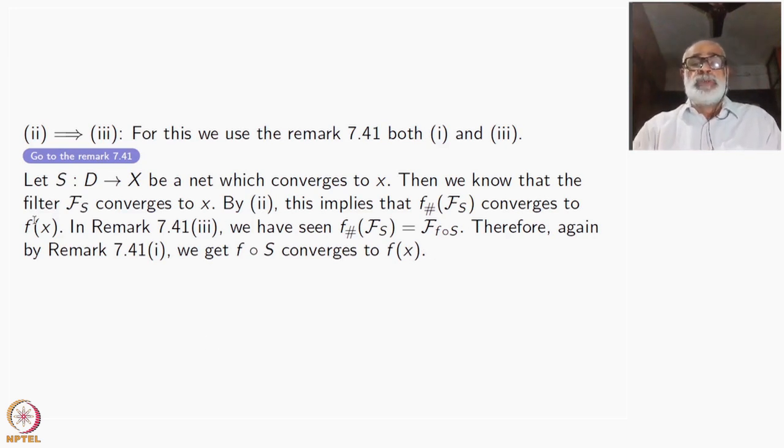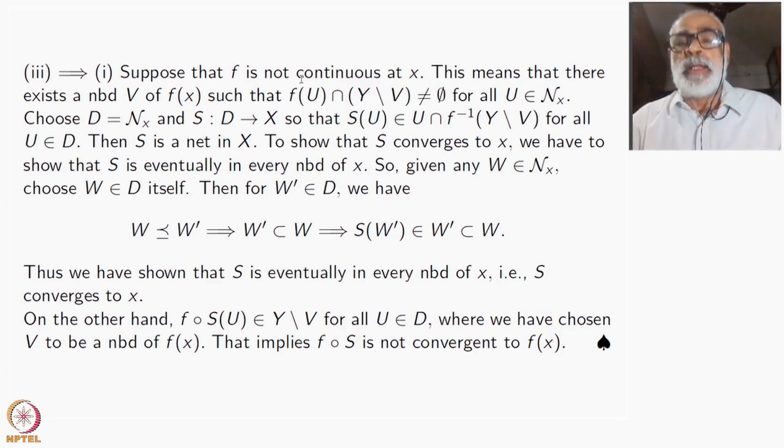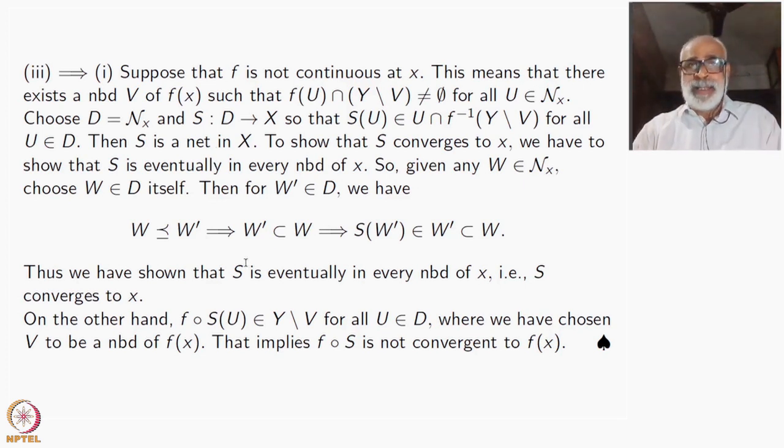Okay, so that is the 2 implies 3. Now, let us go to 3 implies 1. Here we will prove it by contradiction. Namely, if f is not continuous at x, then we will construct a net which does not converge to f(x), but it converges to x. That is the way we are going to prove 3 implies 1.